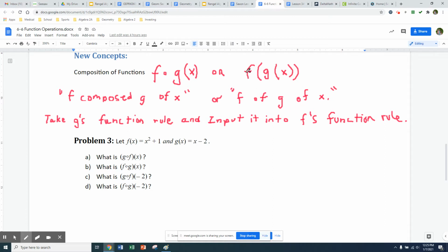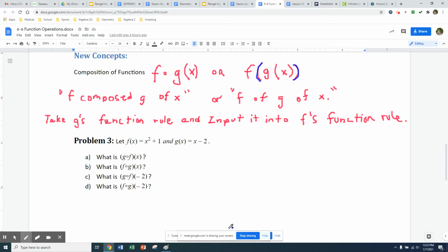Secondly, it could be presented to us as f of g of x. So where f is one function, and then inside of f is the g function. So here are the parentheses of our f function, and then inside that f function is the g function. Now to complete a composition of functions, in this case, you would take the g function's rule and you would input it into the f function's rule. And that's going to be the process that we're going to go over here in just a second.